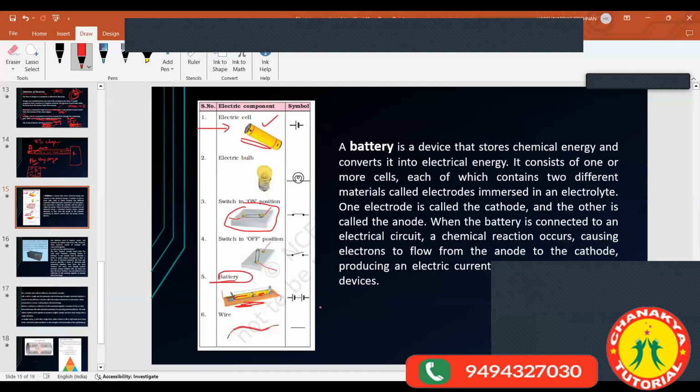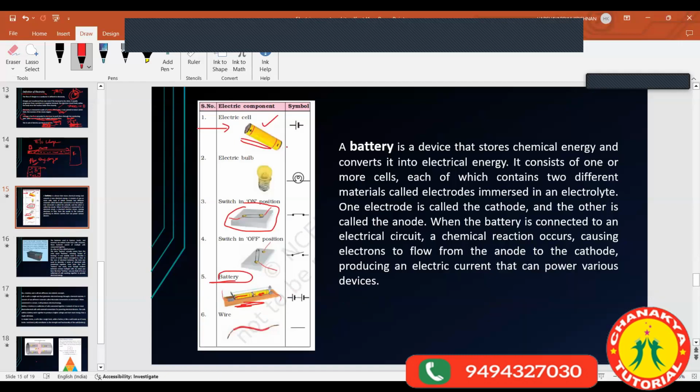Our ma'am says that the cell is the one that is used in a TV remote, and the battery is an electric device that is used in cars and all. Actually, you are using 2 cells in the TV remote, right? Not 2 batteries, sir, 2 cells. 2 cells make a battery. You cannot say like that.